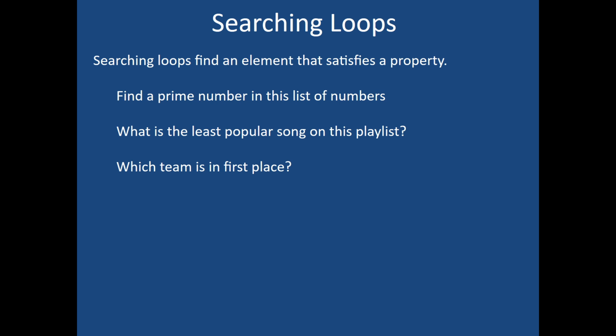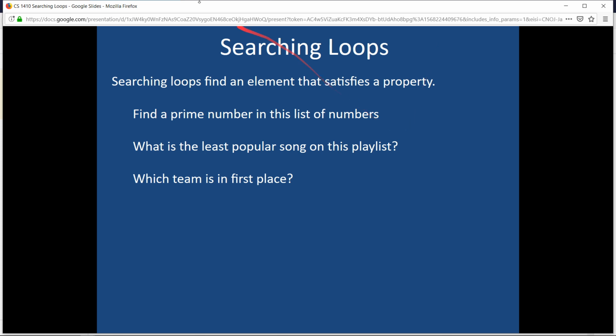For example, maybe we write a method to find a prime number from a list of numbers. Or we want to find the least popular song on a playlist. Oh, that's actually not right. We want to find an unpopular song on a playlist. All right, I'm going to change this right now because this isn't right.